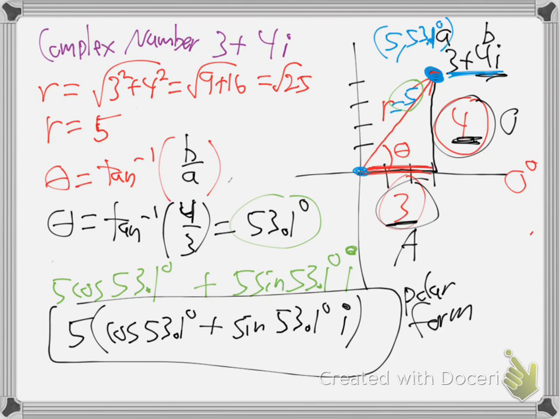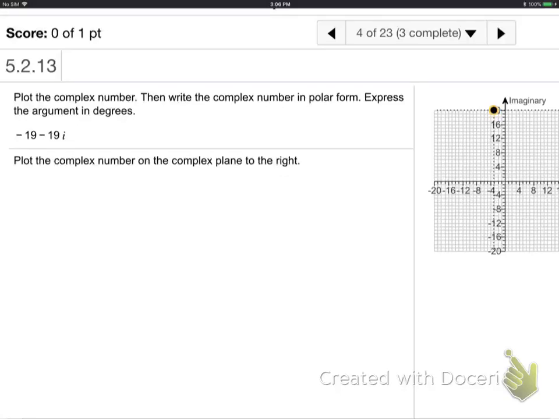Let's try it on this, and they're giving us minus 19, minus 19i. So remember what we do. First off, we find the r, which is the length. How do we find the r?